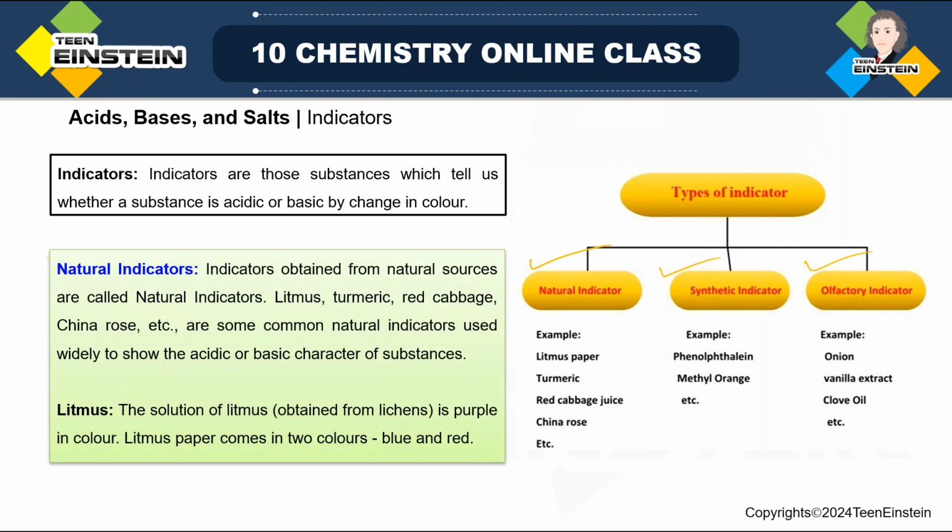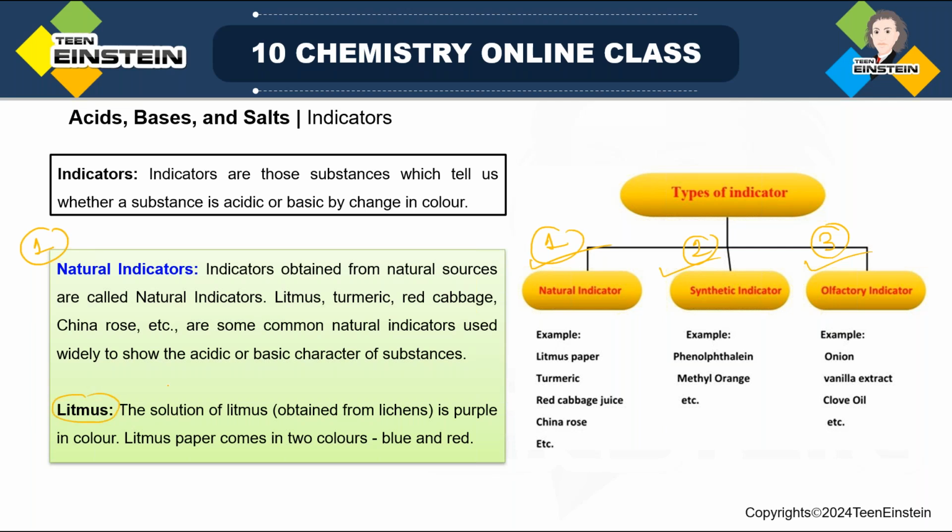So the natural indicator, the first one. This is number 1, 2, 3, total 3 types. As the name suggests, these are from natural sources, and a very good example is litmus. Whenever we talk about acid base, if we do not talk about litmus, then it is not complete. A very common indicator, litmus, the source is some plant. Then turmeric, red cabbage, which is a purple colored cabbage, I hope you have seen it, China rose, etc. These are the common natural indicators used widely to understand acidic or basic nature.